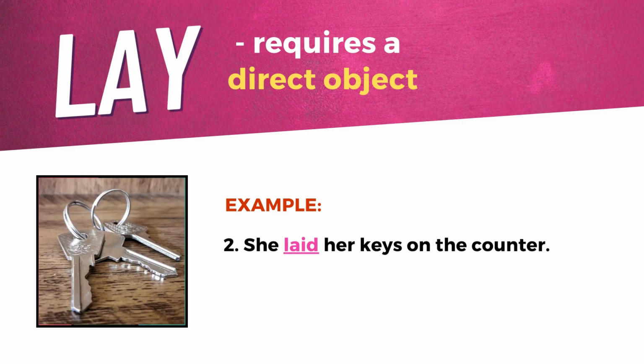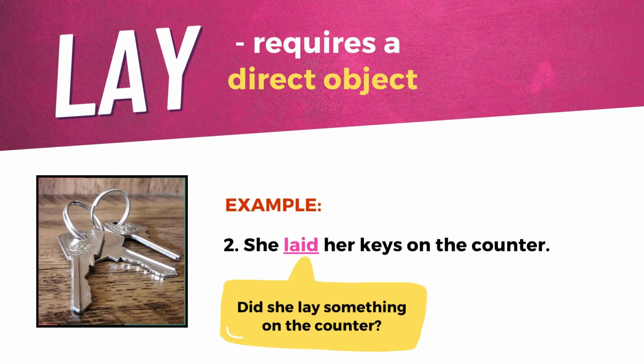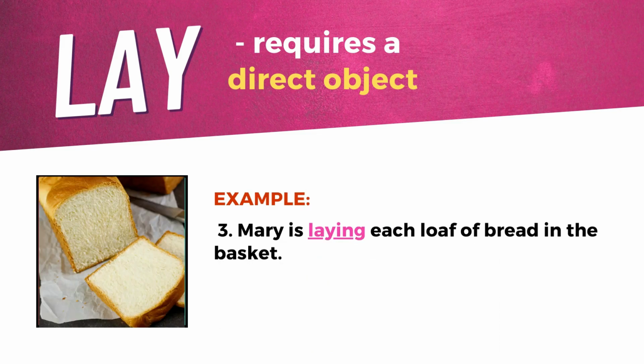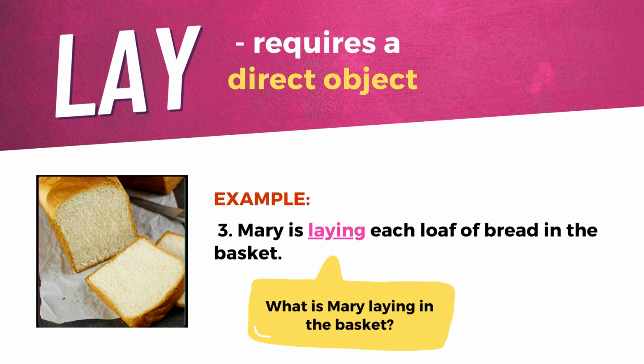Let's have a look at number 2. She laid her keys on the counter. Find the direct object. Let's ask, did she lay something on the counter? Yes, she did. And these are her keys. Now in number 3, Mary is laying each loaf of bread in the basket. What is Mary laying in the basket? The direct object is each loaf of bread. So, lay is correctly used in this sentence.